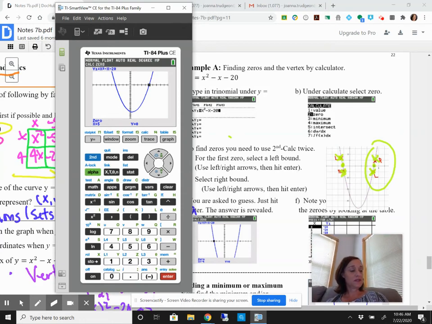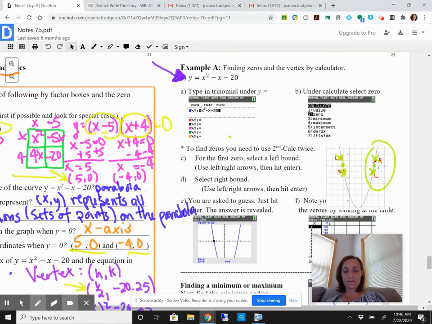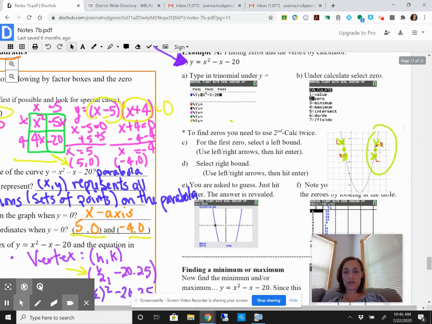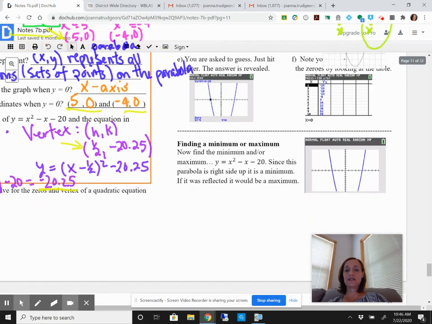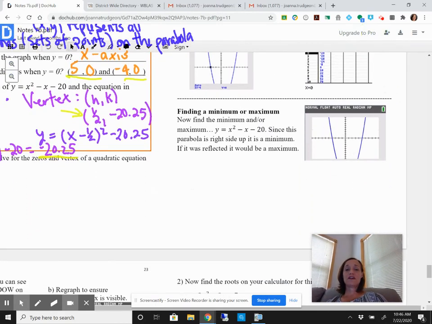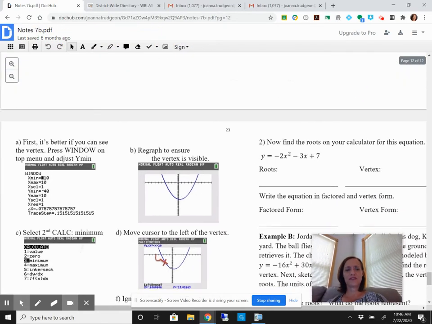That was already determined. Now, as we go down to the bottom of the notes page here, it talks about finding a minimum or a maximum. So now find the minimum and/or the maximum for, again, the same equation. We already actually know the minimum. The minimum is the vertex, and we know the vertex is h is 1/2 and k was -20.25, right?